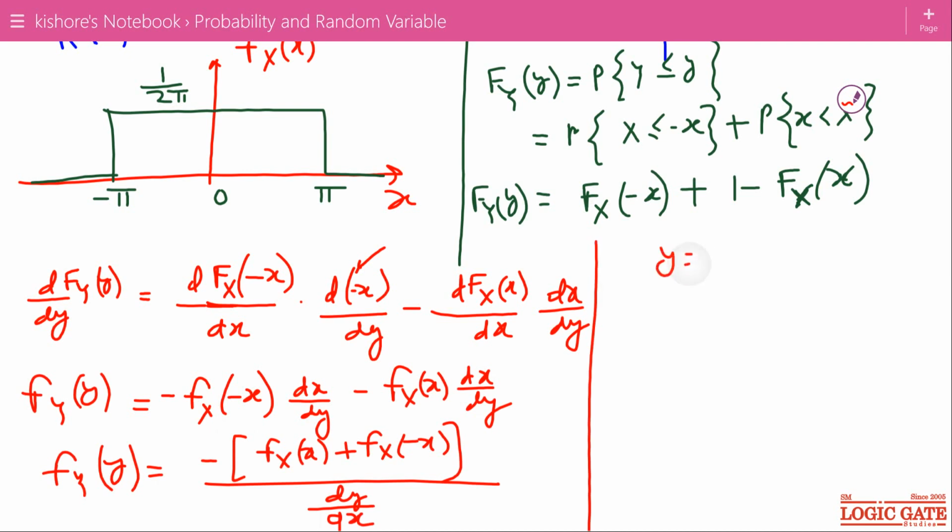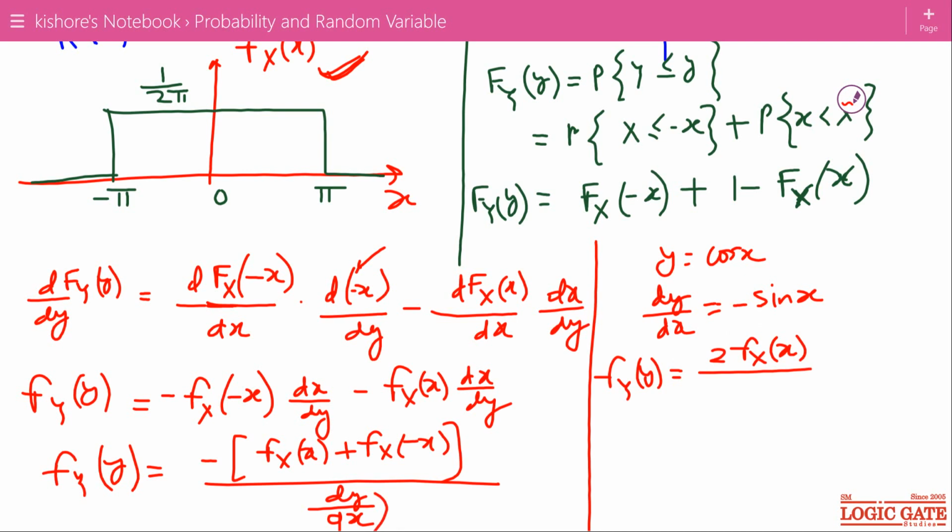Now the transformation is y is cos x, so dy by dx is minus sin x. So we can write the PDF of random variable y as, see, this f of x is an even function, so f of minus x is again f of x because the given PDF of random variable x is an even function. So this will be twice f of x divided by dy by dx. This negative sign will be there. So dy by dx is minus sin x.